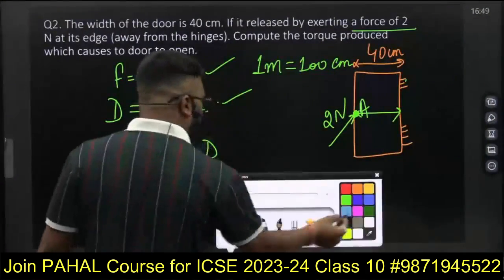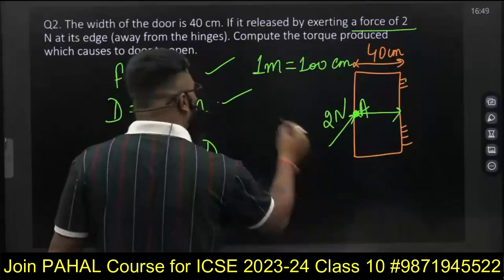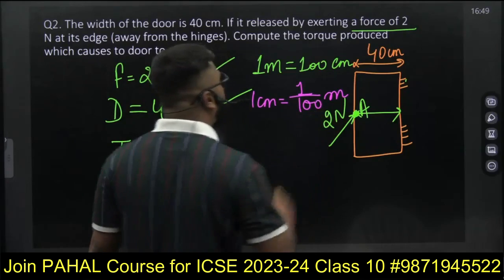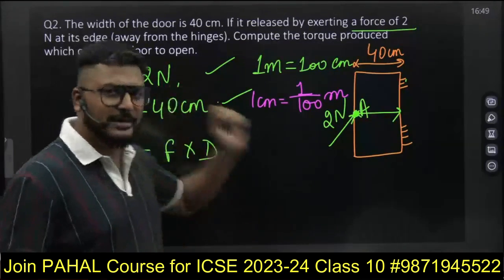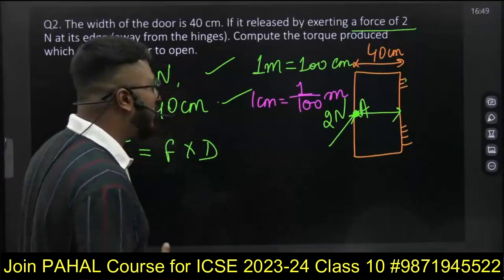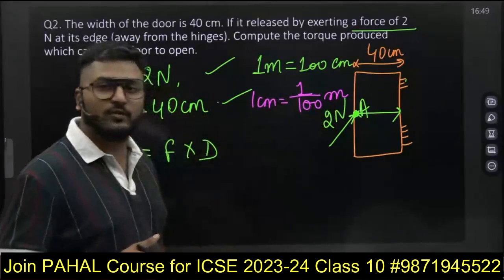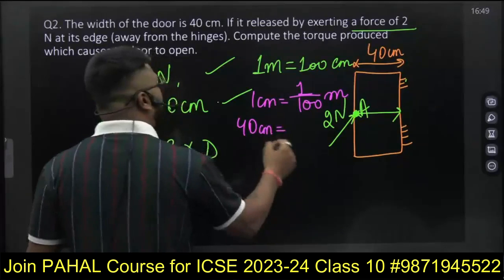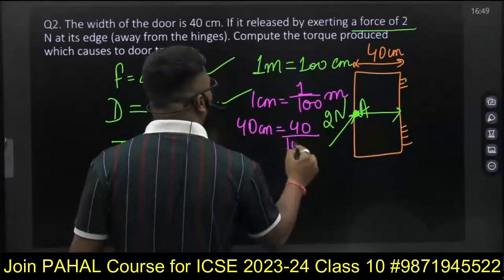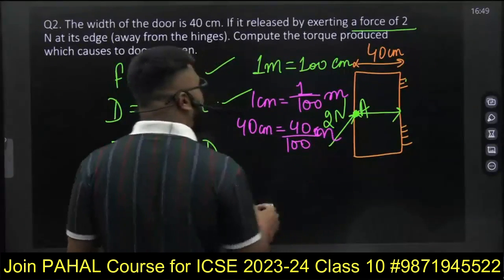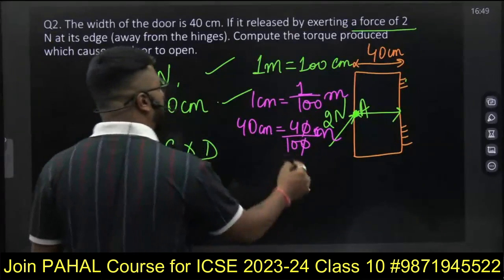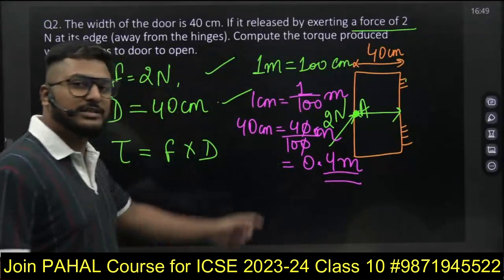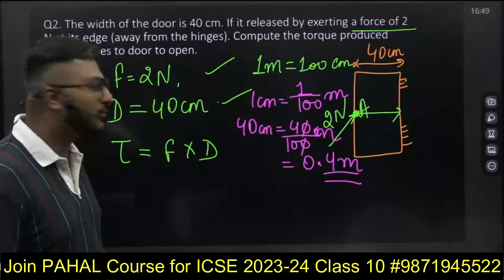So 1 centimeter is equal to how many meters? 1 upon 100 meters. Great. Very good. Everyone knows, the basics everyone knows. Happy to know that. So 1 centimeter is equal to 1 upon 100 meters. Therefore 40 centimeter will be equal to what? It will be equal to 40 upon 100 meters, right? So cancelling 0 with 0, we'll get 0.4 meters. So the actual distance that we have to use in the question is 0.4, right?